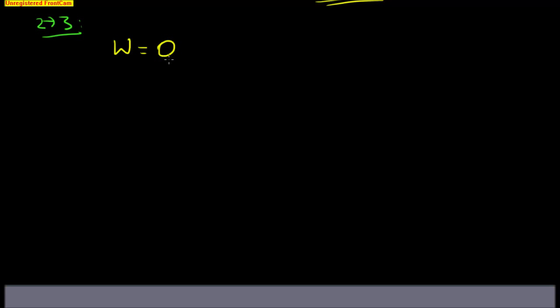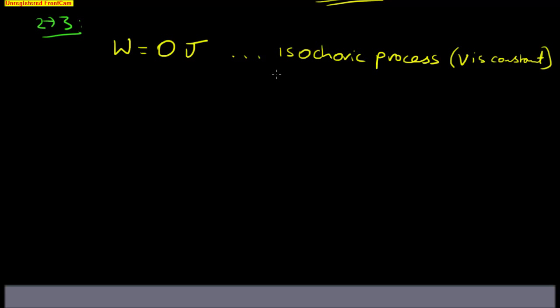Okay, so process 2 to 3 is, in this case, an isochoric process, which means constant volume process, as we can see from the graph, in which case work is always equal to 0 joules. The reason for this is work is equal to pressure times change in volume. Change in volume is equal to 0, and hence work is equal to 0. And that's really just something you need to learn and get used to.